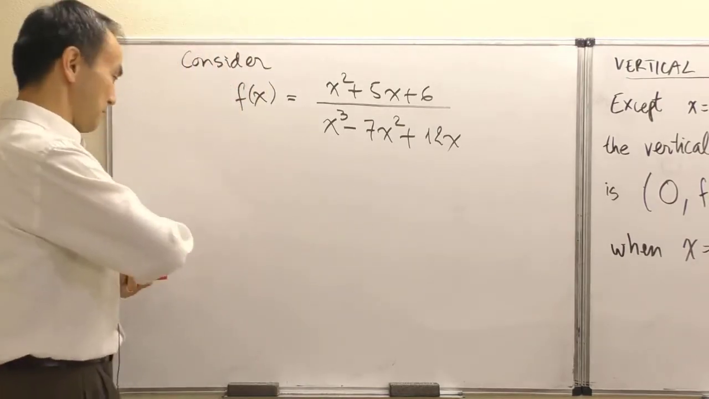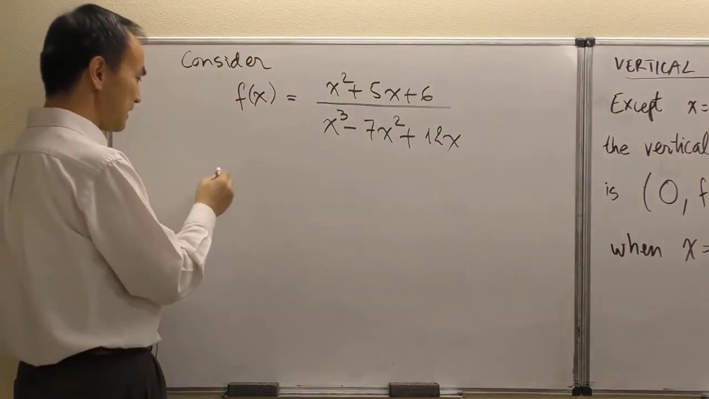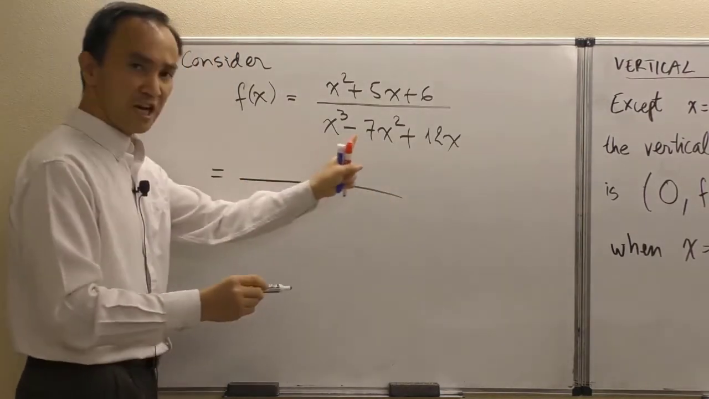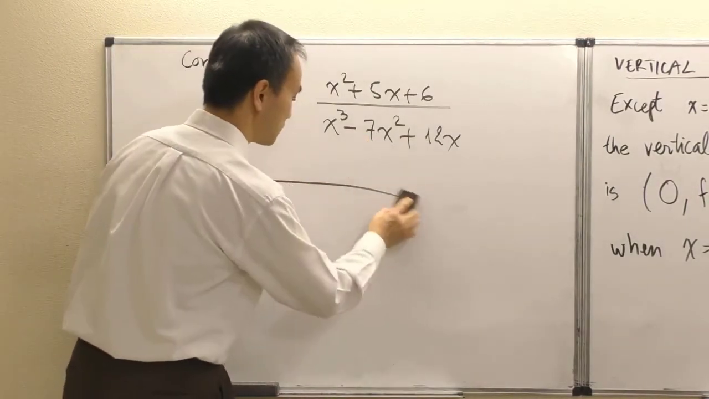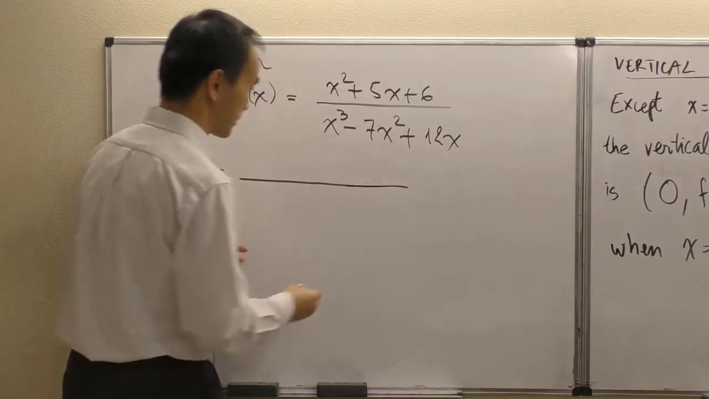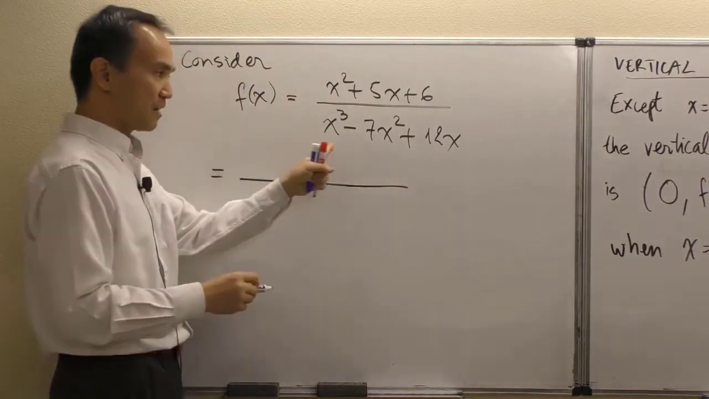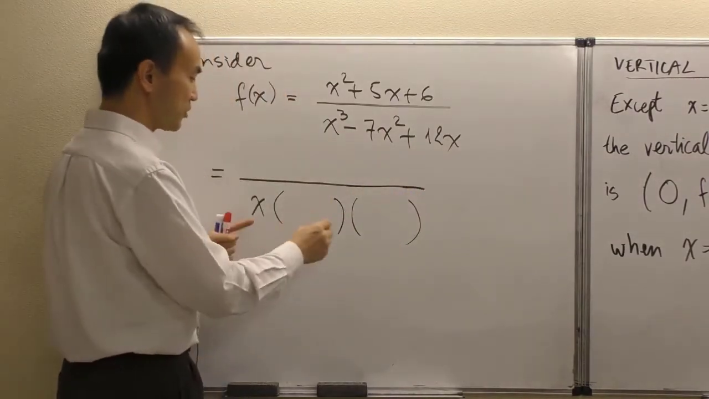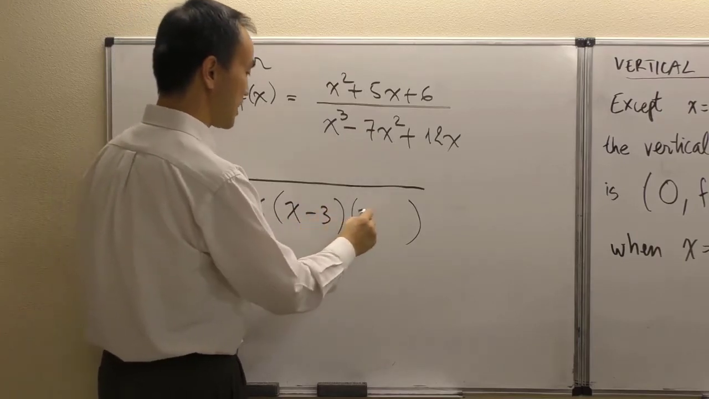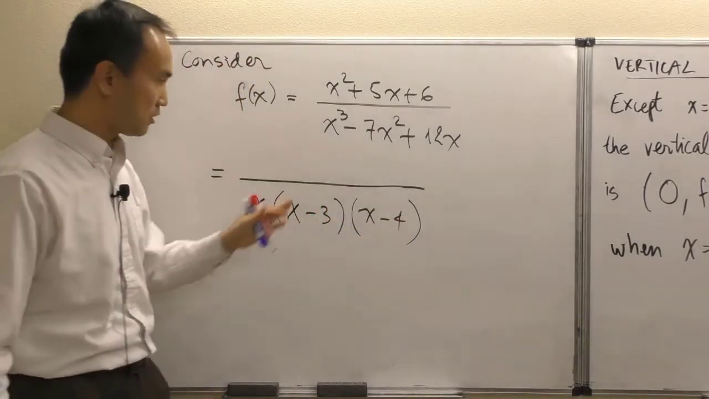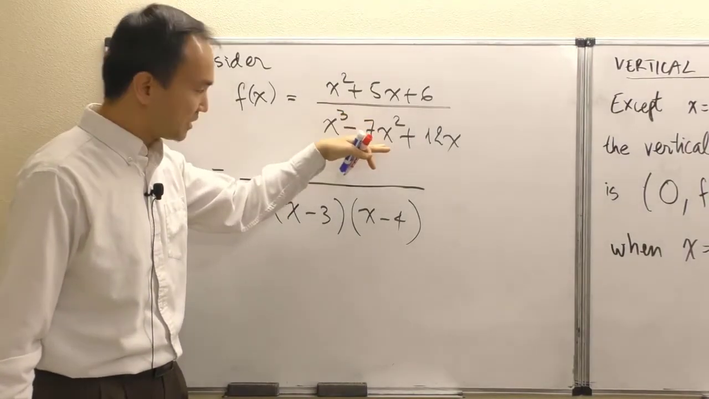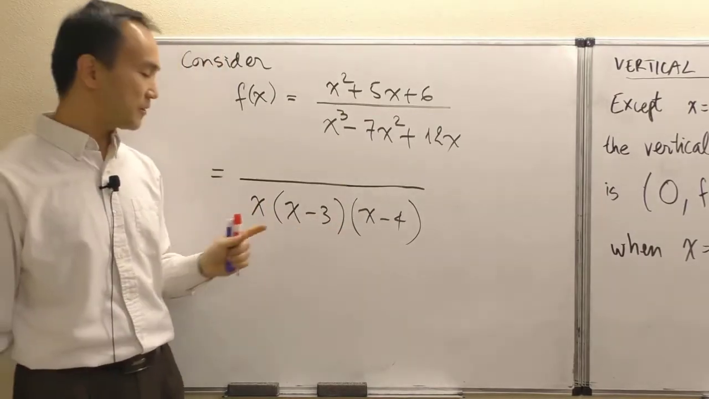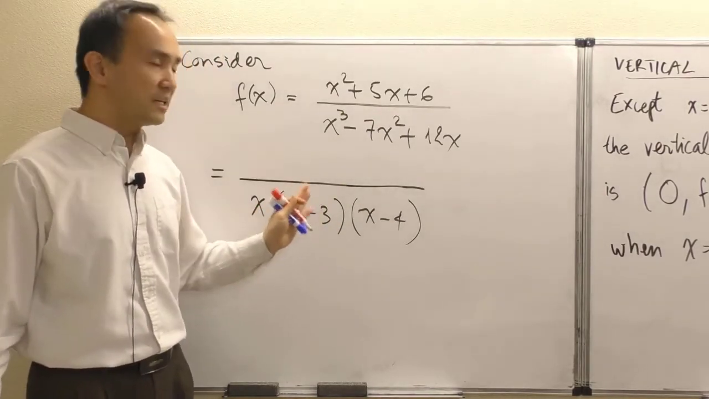Now, this is what I noticed. f of x, our current rational function, can be factored as follows. For the denominator, we have seen that before in an earlier example: x is one common factor, which we can easily see right from here, and we can additionally factor the remaining into x minus 3 times x minus 4. So this denominator polynomial is factored into 3 distinct linear factors.